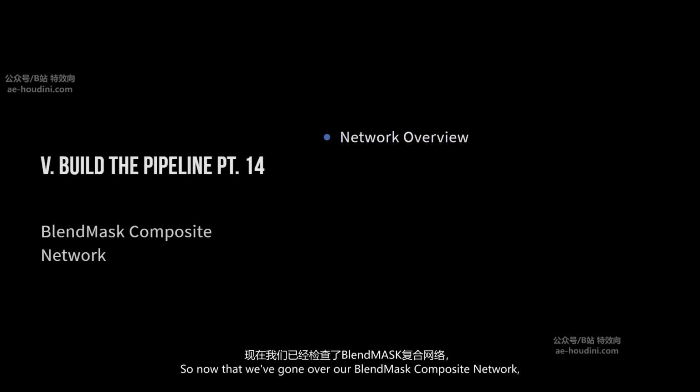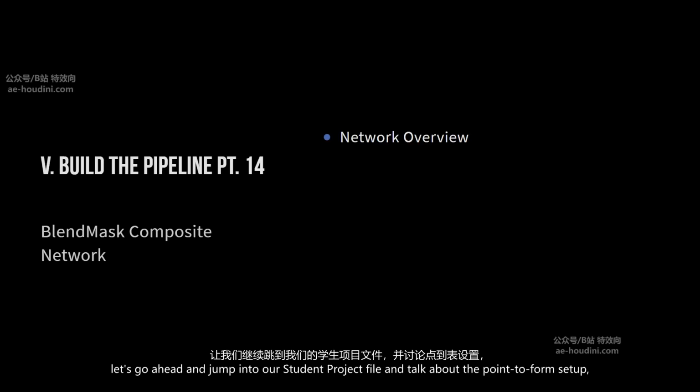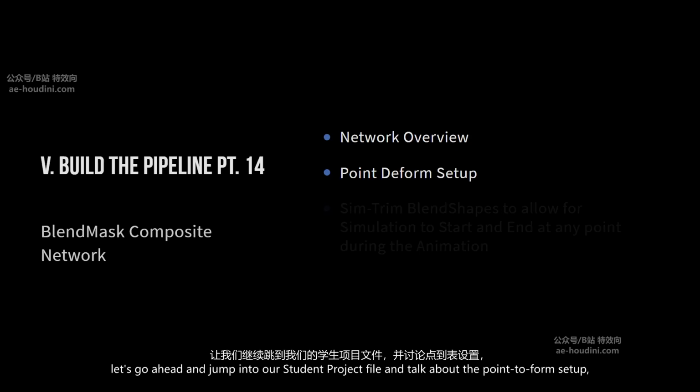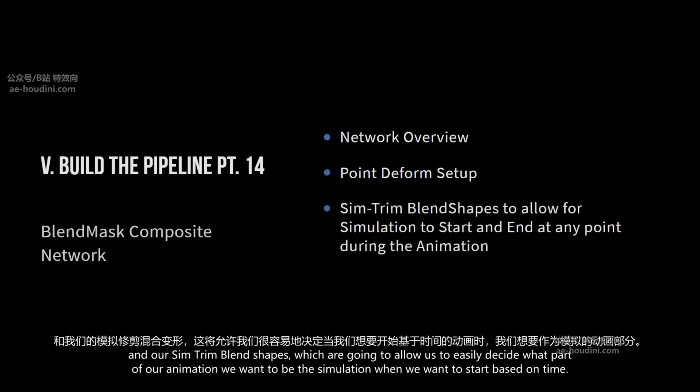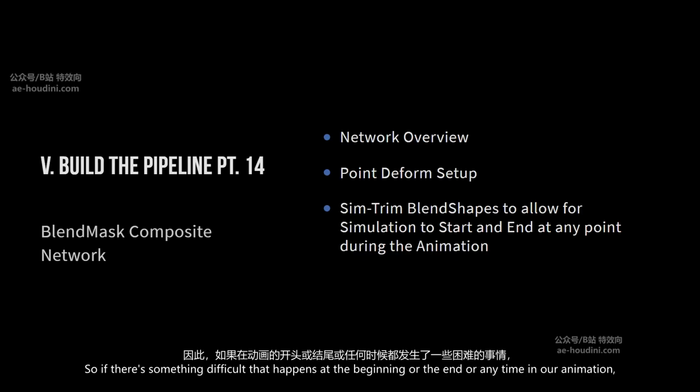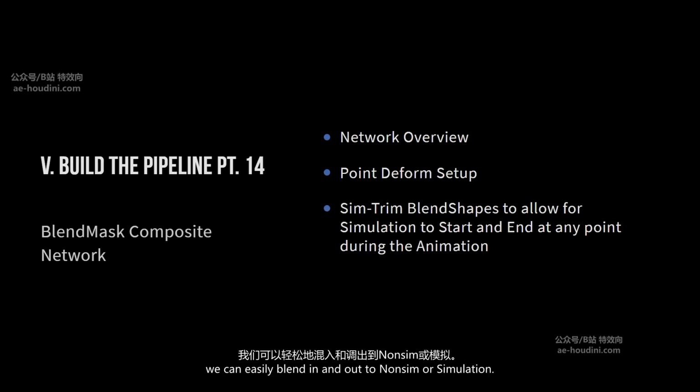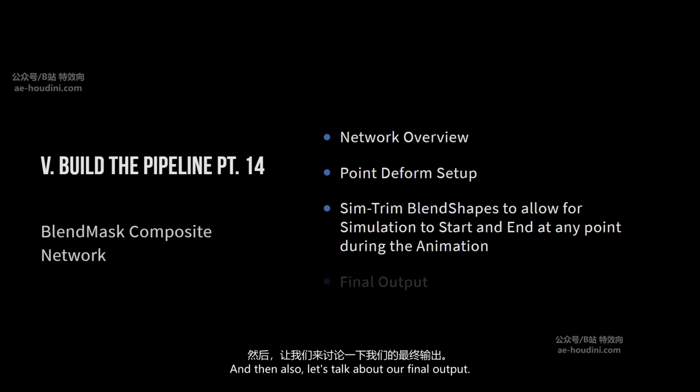So now that we've gone over our blend mask composite network, let's jump into our student project file and talk about the point to form setup and our sim trim blend shapes, which are going to allow us to easily decide what part of our animation we want to be the simulation, when we want to start based on time. So if there's something difficult that happens at the beginning or the end or any time in our animation, we can easily blend in and out to non-sim or simulation. And then also let's talk about our final output.